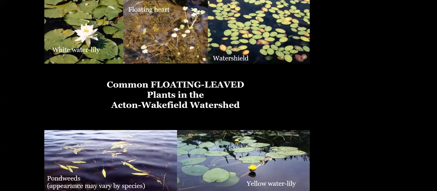And then pondweeds. We have about 28 species of pondweed in New Hampshire. Most lakes have 3 or 4 different species. Some of the pondweeds tend to have these floating leaves on the surface. Some of them have just underwater leaves. So the different species have different characteristics, but I put them into the floating leaf category because a lot of them do have floating leaves.